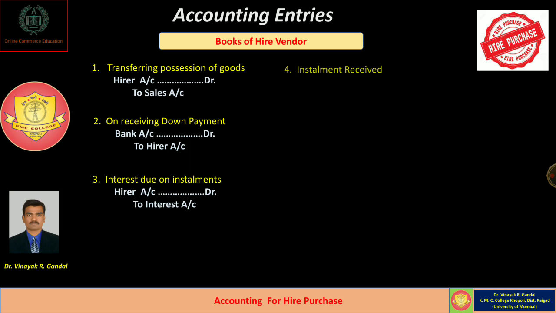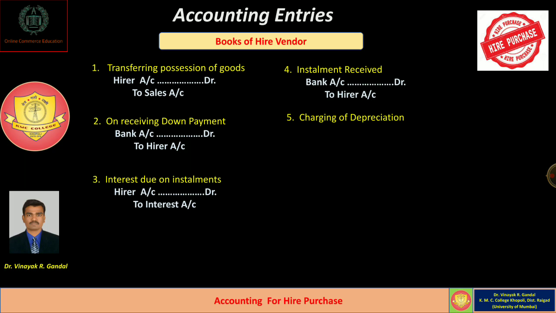And the next transaction is about the amount of installment received from the hire purchaser. So this amount of installment paid is to be recorded in the books of account of the hire vendor by preparing the entry like bank account debit to hirer account. Then charging of depreciation.